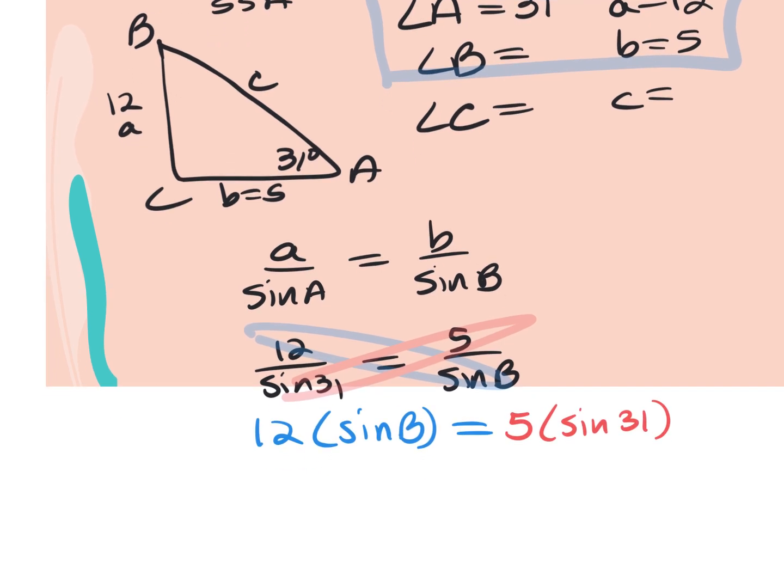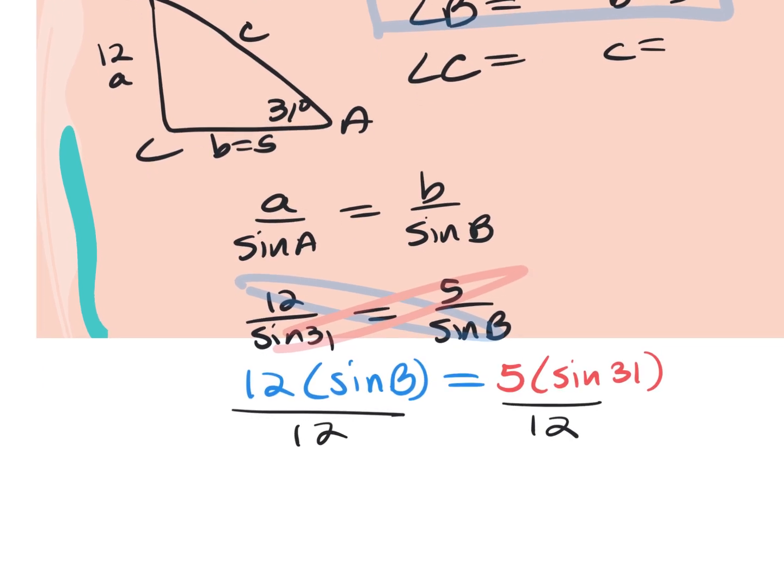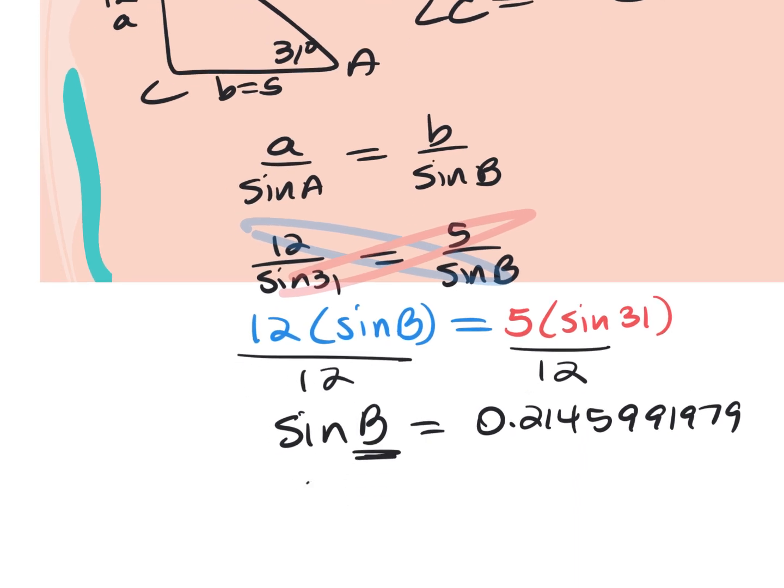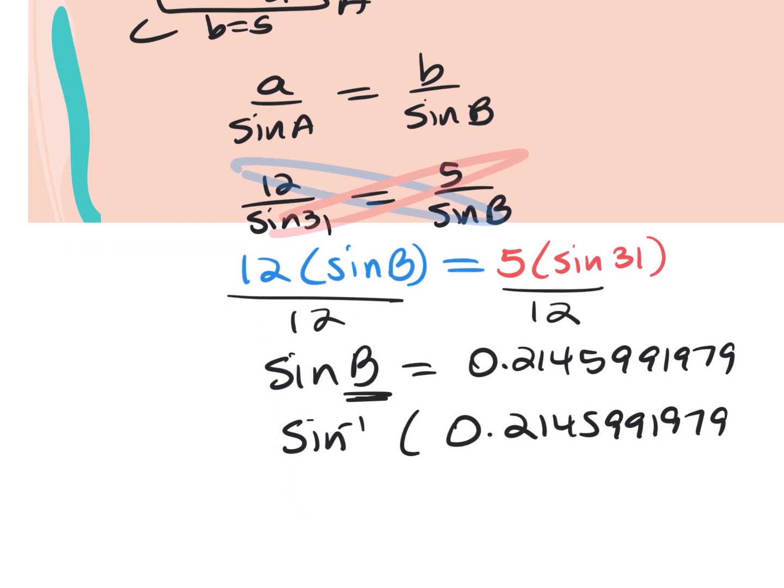And then I'm going to divide both sides by 12. I get sine of B is equal to 0.214591979. But remember, when you're looking for an angle, we're doing sine -1 with this decimal. And then once I do that, I should be getting angle B rounded to the hundredths place, 12.39.